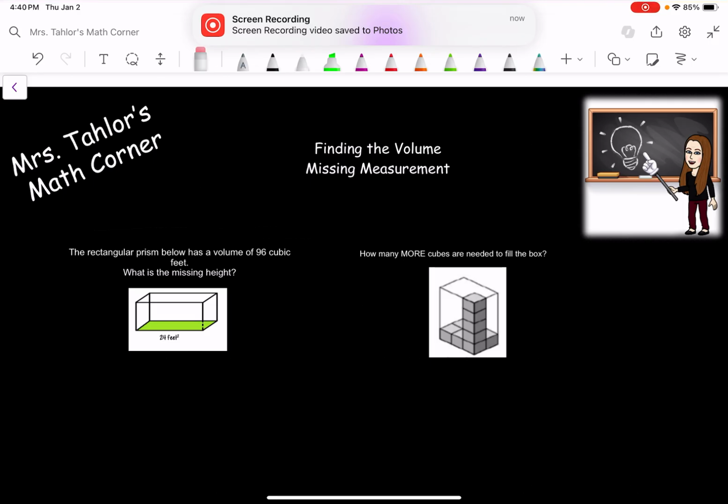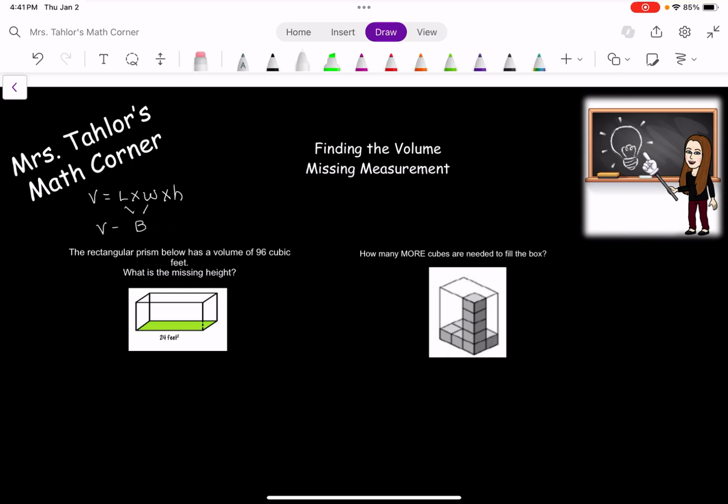Well, I know that the formula for volume is volume equals length times width times height. I know that length times width is also the area or base, so volume can also be found by finding base times height. In this instance, I'm given the volume of 96 feet cubed, and I know that the base of this figure is 24 feet squared.